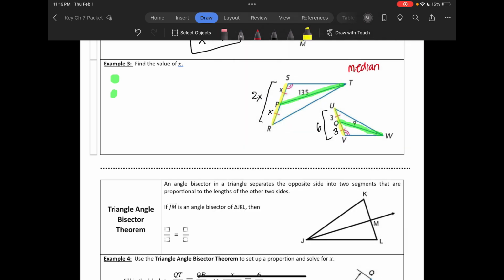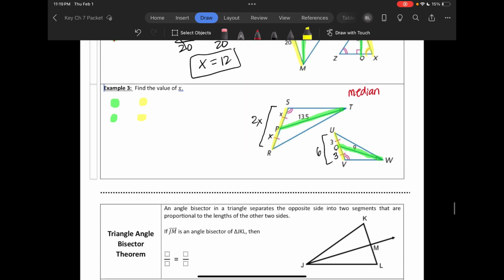So if we set this up, then green over green, we're looking at 13.5 over 9 is equal to yellow over yellow, which would be 2x over 6. And then from here, we just cross multiply.